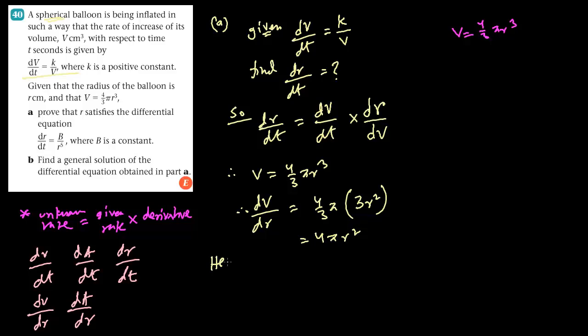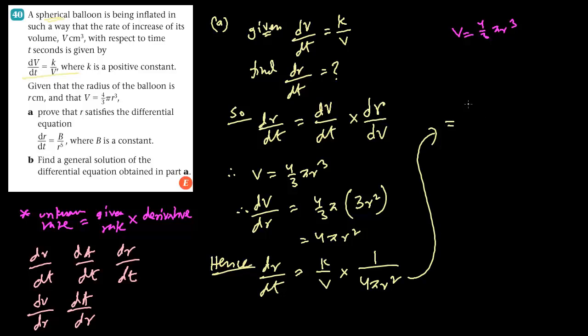And now we can plug in the value. So dr by dt equals to dv by dt. dv by dt is constant k divided by v, multiplied by dr by dv, which is the reciprocal of dv by dr. So it would be 1 by 4 pi r squared. Now we can simplify further. So k divided by v. Now v is 4/3 pi r cubed. Remember, we have to write down the answer in terms of r. So the formula for volume of a sphere is 4/3 pi r cubed multiplied by 1 by 4 pi r squared.